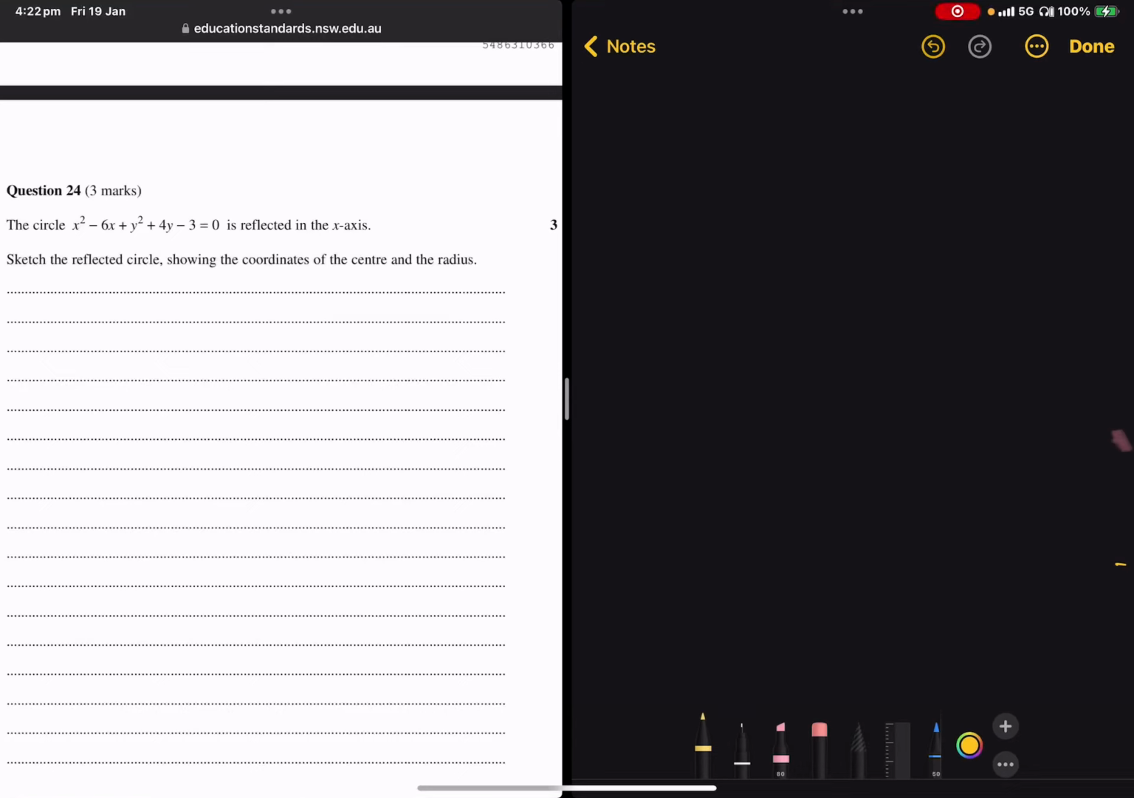Alright, so now we're going to have a look at another question. This comes from the 2020 HSC Advanced Maths paper. Now this is a sort of a geometry question. It's about graphing functions or relations. This one has a really nice method.